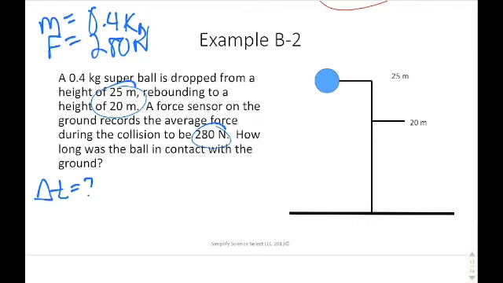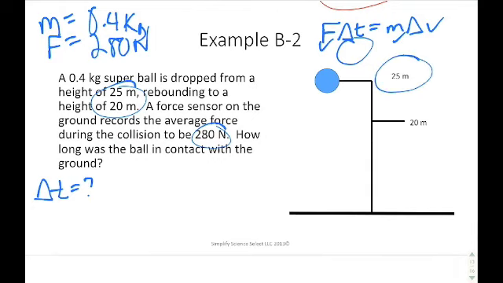So the equation that I'm going to use is the same, F delta T equals M delta V. The problem is that I have M, I have F, and I'm trying to solve for T. But in order to get to T, I need to figure out what the change in velocity will be. So in order to do that, I can use your energy equations, or you can use kinematics, whichever one you're more comfortable with. They're the same. So whenever you do this, you can go ahead and solve.